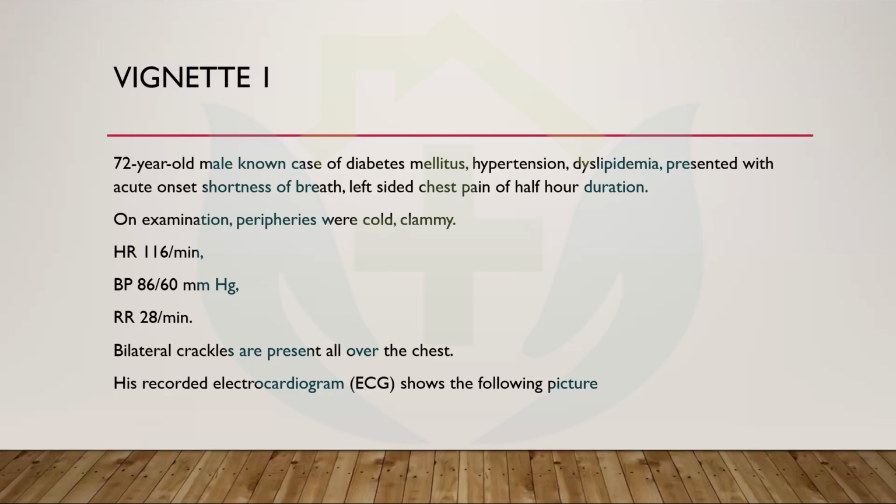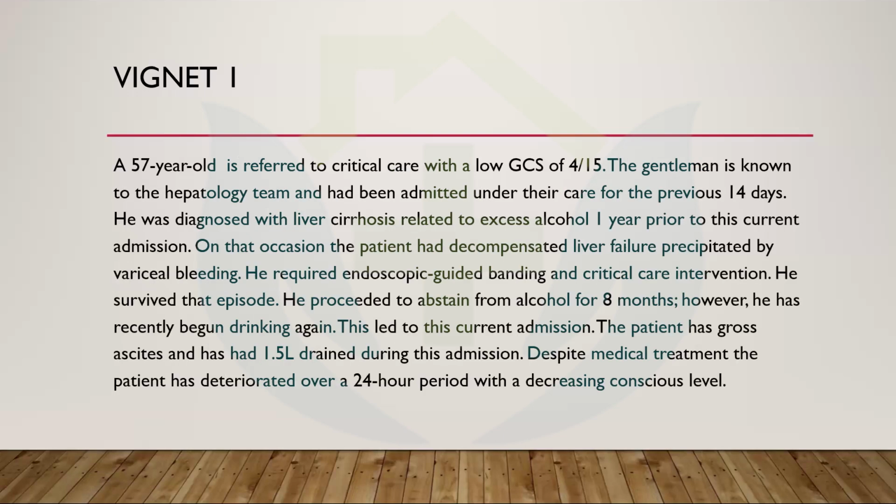So this is a 72-year-old man, known case of diabetes, hypertension, dyslipidemia, presented with acute shortness of breath, with left-sided chest pain for an hour. Sorry, this is not the case. I'm really sorry for that slide. By mistake it came. This was the vignette which I took for the other mock class.